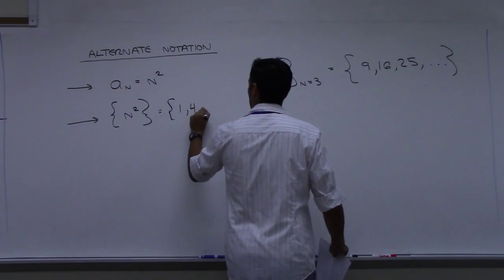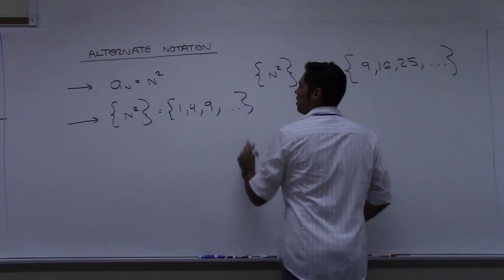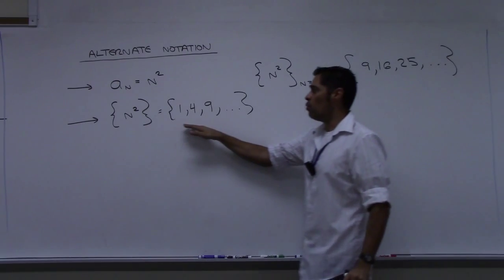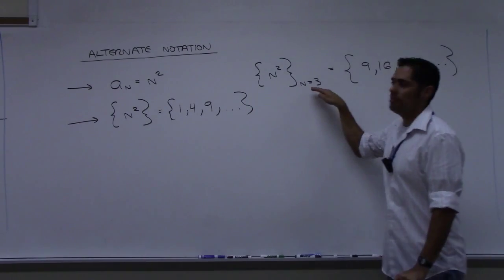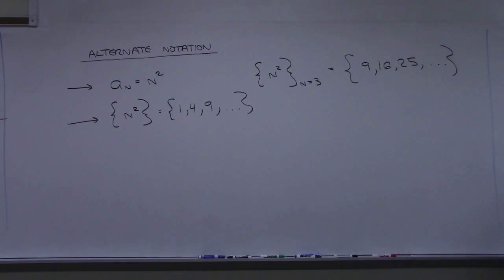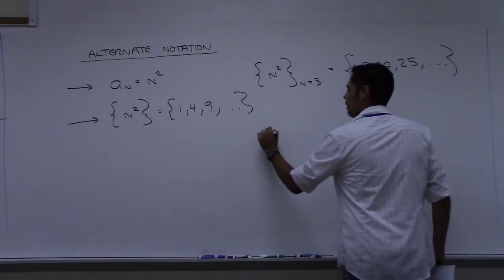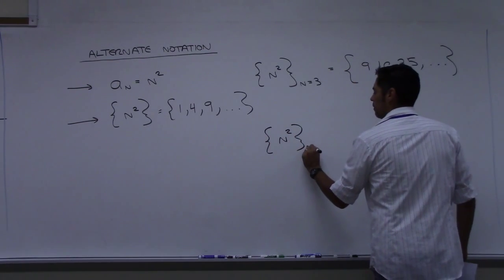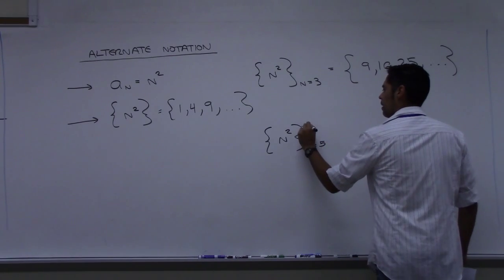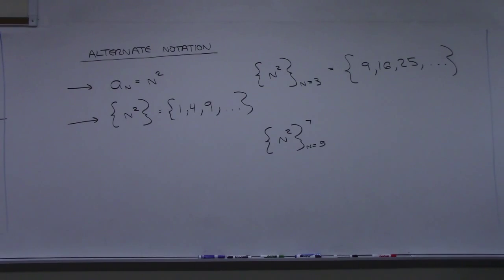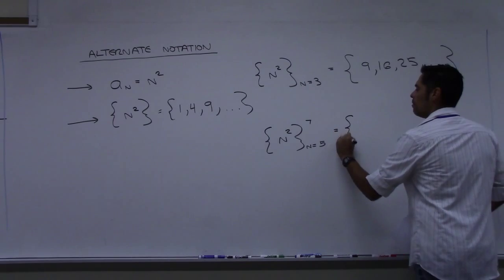1, 4, 9. See the difference between those two? This one we assume starts at 1. This one someone told us it starts at 3. How about this? Stop at 7. So this would be what sequence?